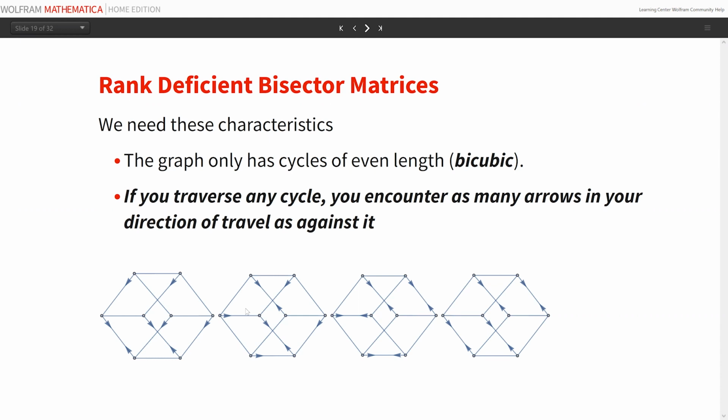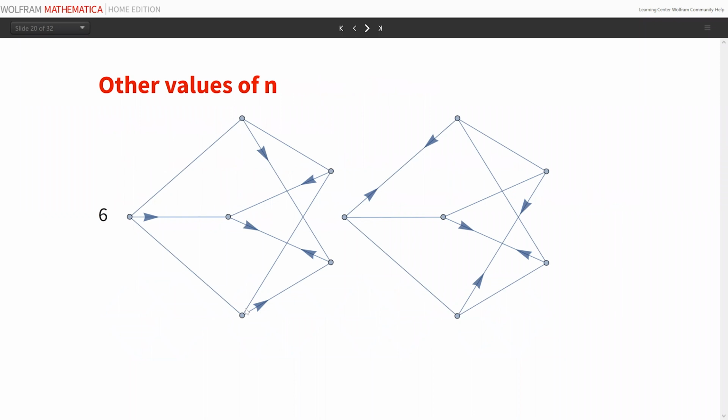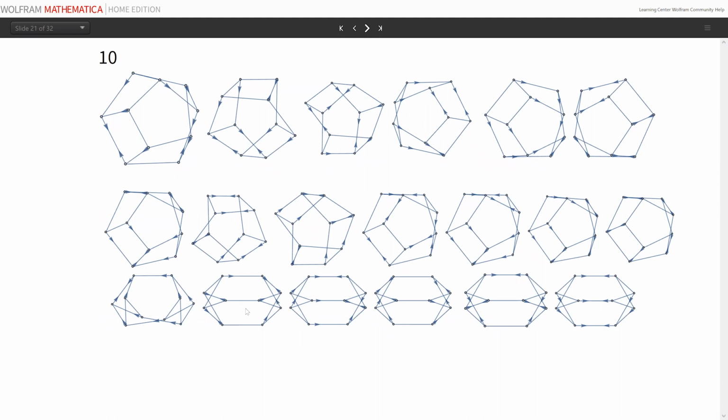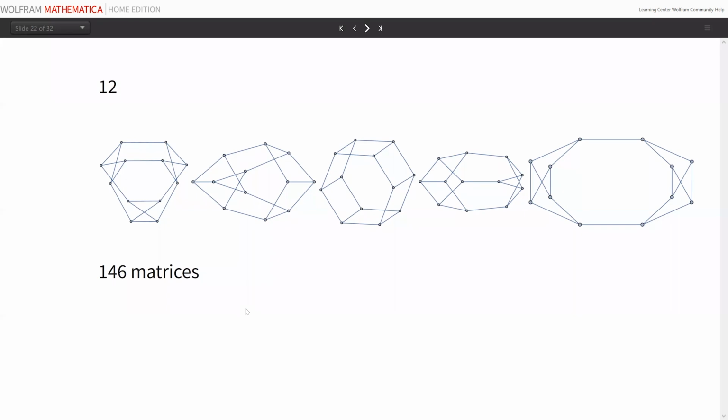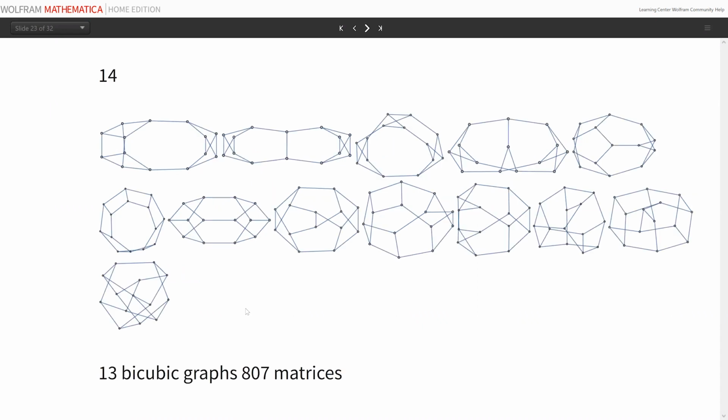So I need to look at other numbers than 8 if I want more rank-deficient graphs. But I know I need to look for bicubic graphs. 4, there are no bicubic graphs. 6, there is one bicubic graph, and it yields these 2 rank-deficient matrices. 10 has 2 bicubic graphs, and it yields 19 rank-deficient matrices. 12 has these 5 bicubic graphs, and it yields 146 matrices. 14 has 13 bicubic graphs and yields 807 matrices.